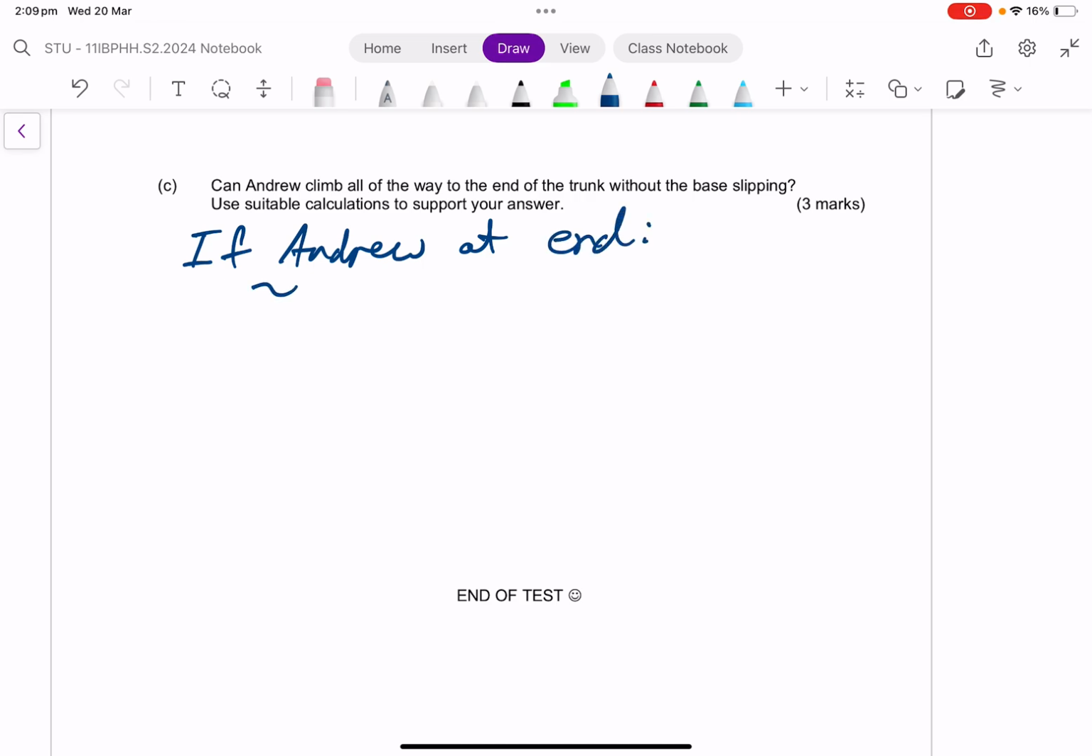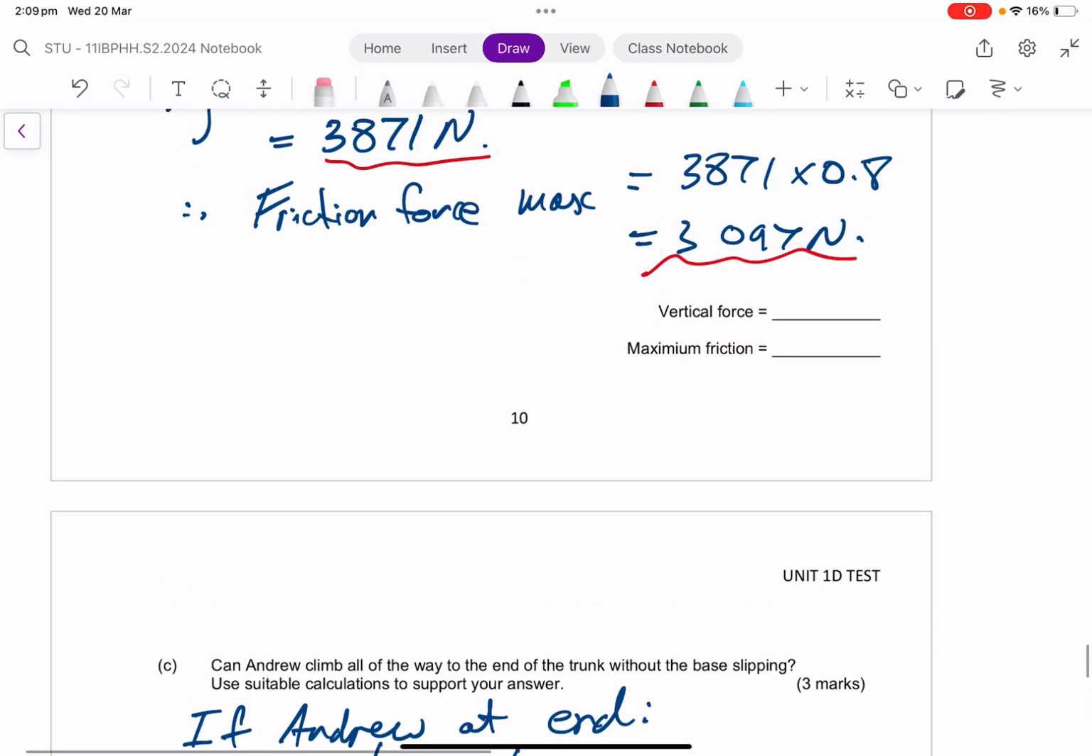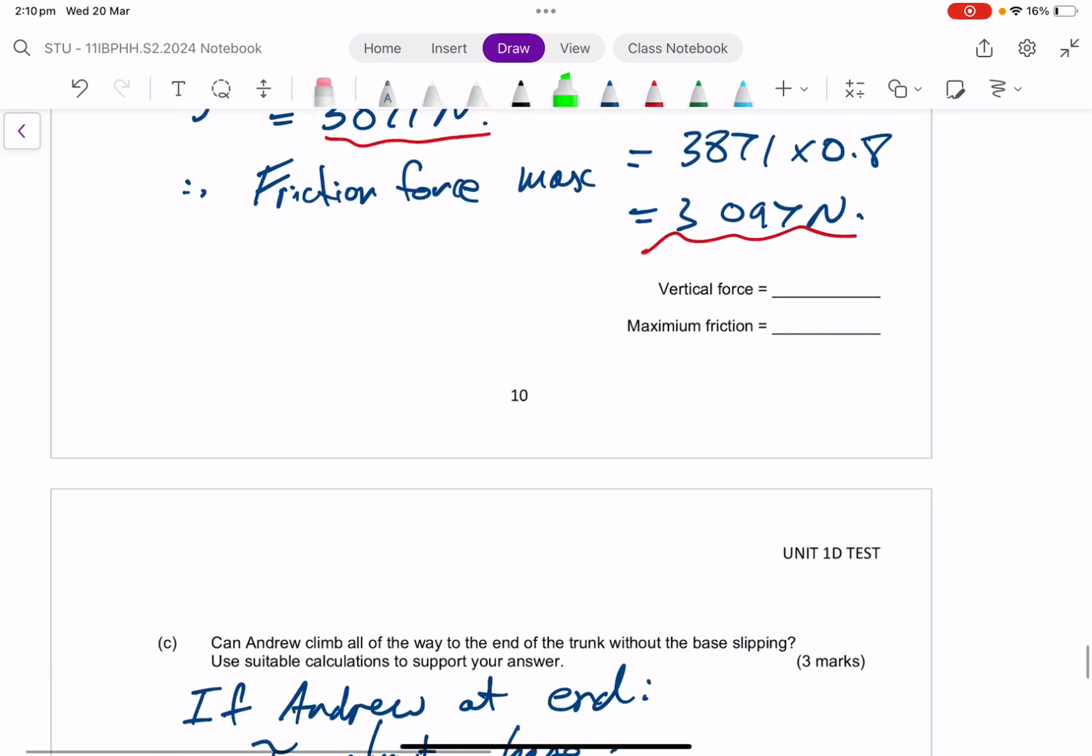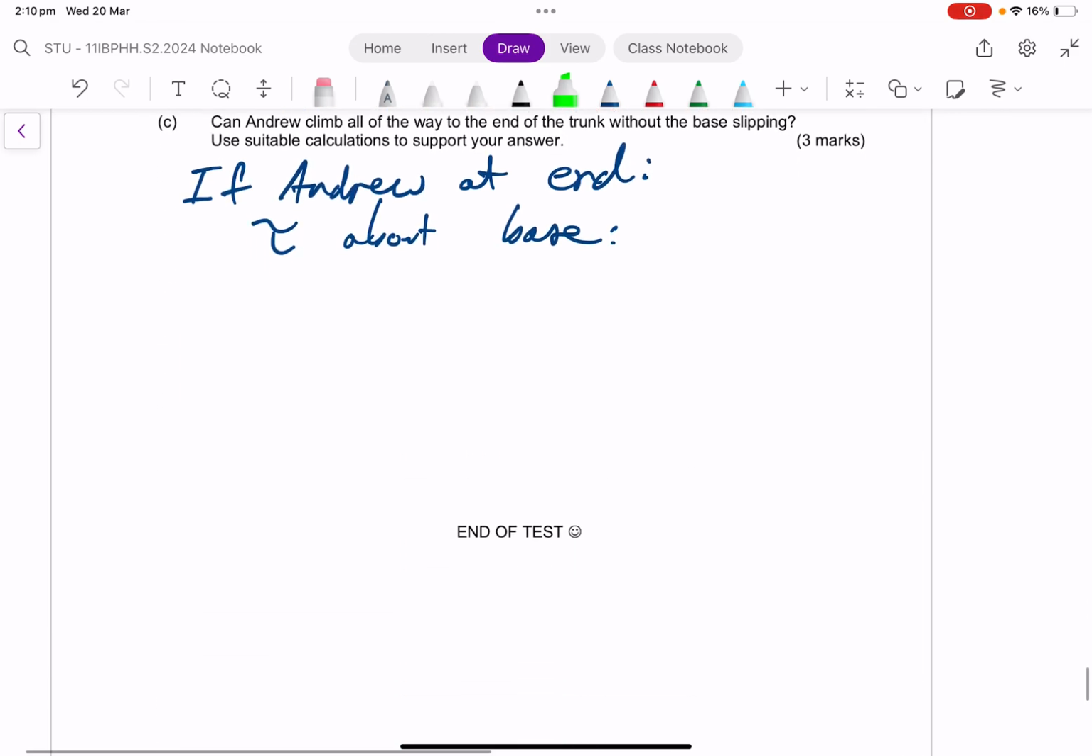I'm going to take the torques about the base, because there are two unknowns at the base. Well, I know one of them now, to be honest, but taking torques about the base, there will only be one unknown in my equation, right? We know the weight of the trunk causing a clockwise torque, yeah? The weight of Andrew causing a clockwise torque, and this normal reaction force is causing an anti-clockwise torque, and they are in equilibrium. Well, we want them to be in equilibrium if he doesn't fall.